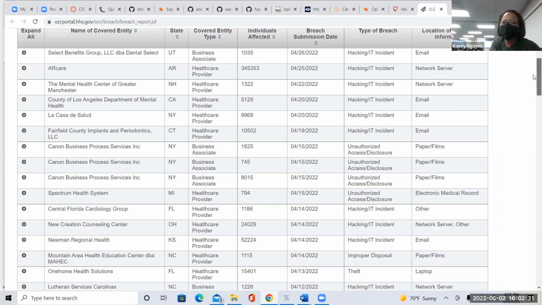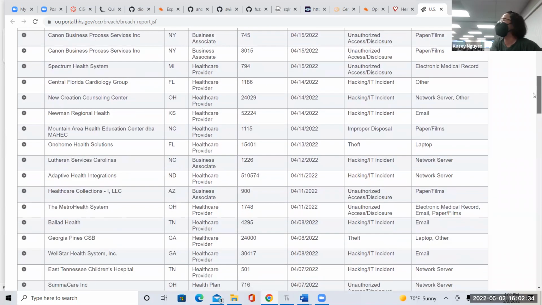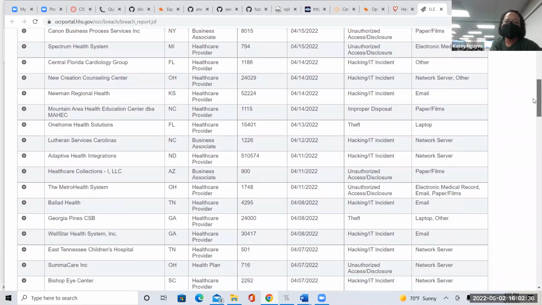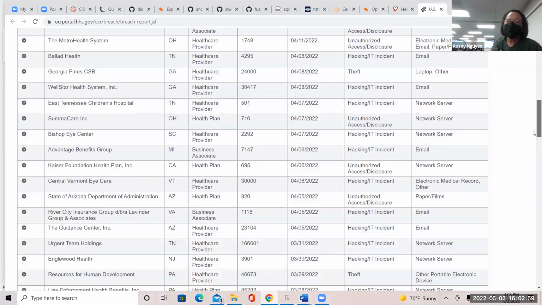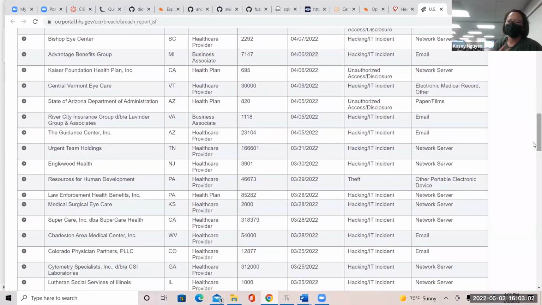Okay, let's go down a little bit more, and you can see some states that got impacted more than others. Then if you go down, there's Kaiser. It didn't say specifically, so it just says Kaiser Foundation Health Plan. Unauthorized access, that's an attacker, and network server, right? So it tells you the location. So that's another one. Okay. So you're going to find the California ones, because that's where we are, right? SuperCare 8.